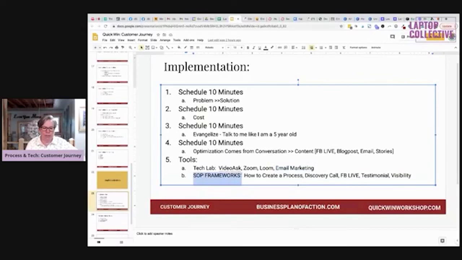If you're using SAP frameworks, so it all starts with how to create a process. And we actually have a how to create a process workshop in your workshop dashboard. Discovery call, Facebook Live, testimonial process, visibility process. Those are the tools and resources that I would recommend for inside of SAP frameworks.